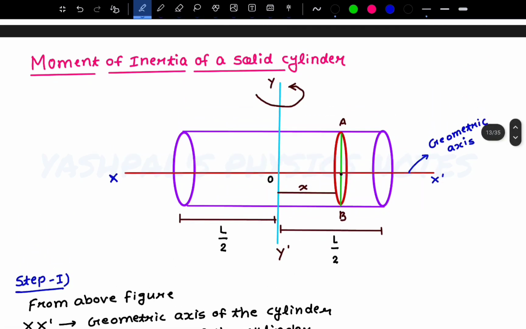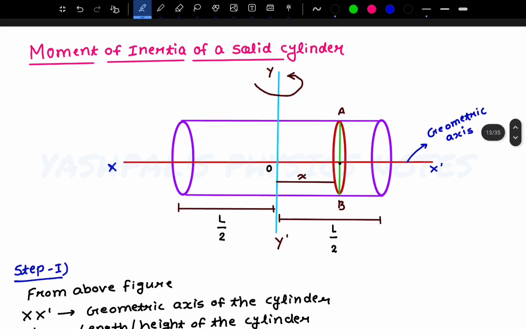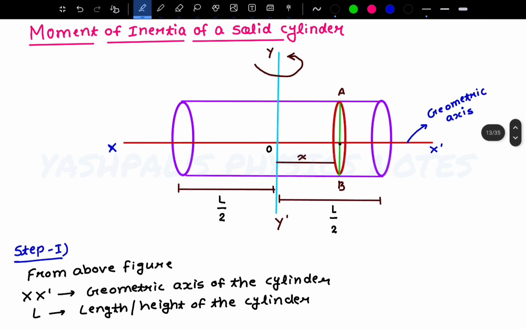Now here in this figure, as you can see, I have drawn one circular disc with red color ink in this solid cylinder. Here we are assuming that this solid cylinder is made up of such small number of circular discs which are stacked on each other. So if we stack such circular discs on one another, we can finally get complete solid cylinder. Here we are going to find the moment of inertia of this solid cylinder around the y dash axis.